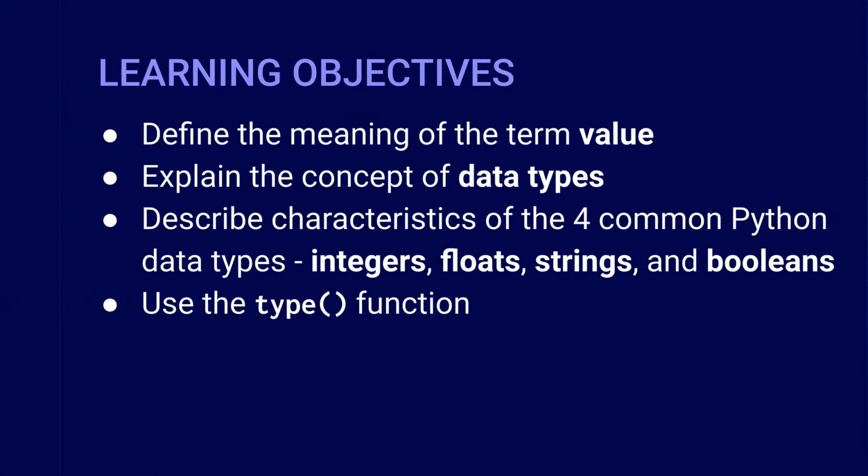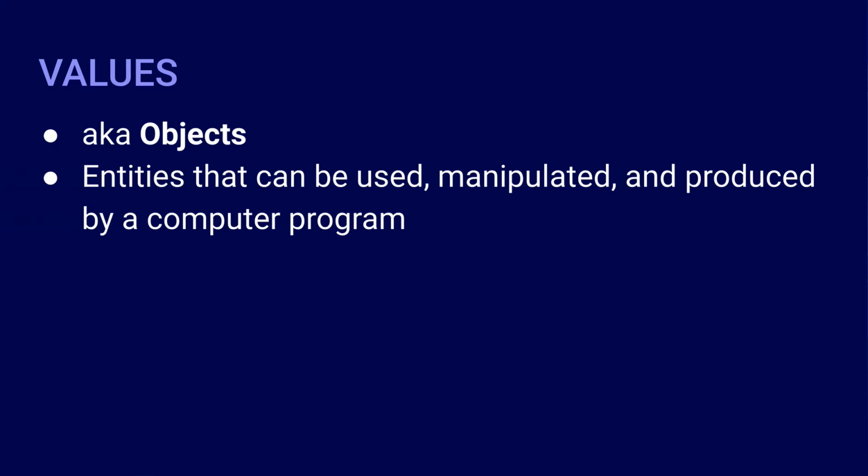So let's begin. In programming, a value, also sometimes referred to as an object, is something that can be used, manipulated, or produced by the different instructions, commands, and operations that are written inside a program.